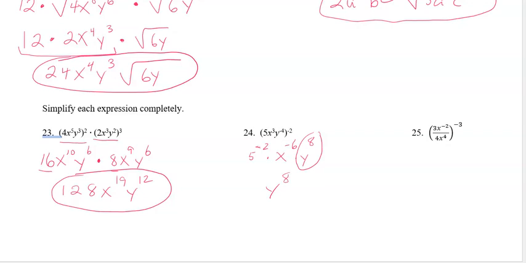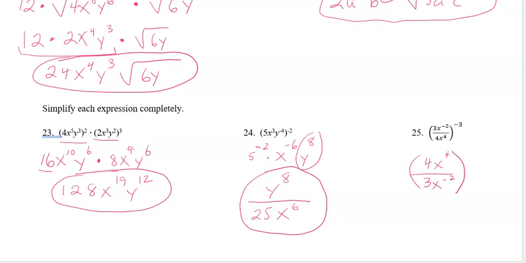So I'm leaving y to the 8th on the top of the fraction, but I'm moving 5 squared down to the bottom, and 5 squared is 25. And x to the negative 6, when it comes down to the bottom, becomes x to the positive 6. And that's the answer for 24. And then our last one, this negative exponent, since this is a fraction, I'm just going to flip it over. And then once I do that, I can change it to a positive exponent.